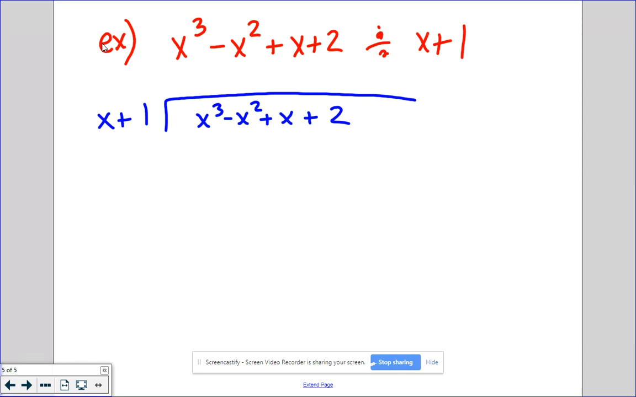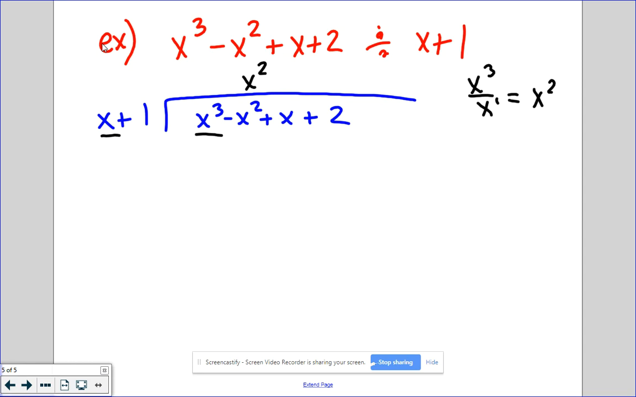Okay, let's start here. So, first step, look at the outside and the inside. So I gotta figure out, what do I take x times to get x cubed? That's x squared. Another way of thinking about this is just take x cubed divided by x. Remember, what is division of exponents? You just subtract. 3 minus 1 is x squared.